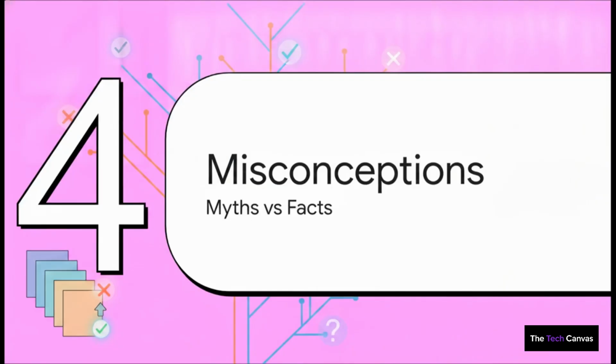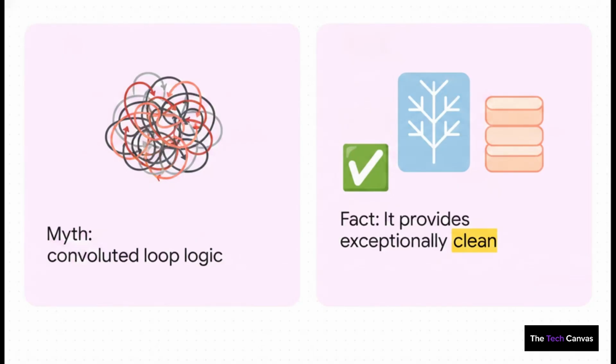Section 4. Common recursion misconceptions. Myths versus facts. Because recursion is notoriously powerful, it's also highly misunderstood. Let's tackle some of the biggest myths. One incredibly persistent myth is that recursion is always slower and fundamentally worse than using a standard loop. Well, there's definitely nuance here.